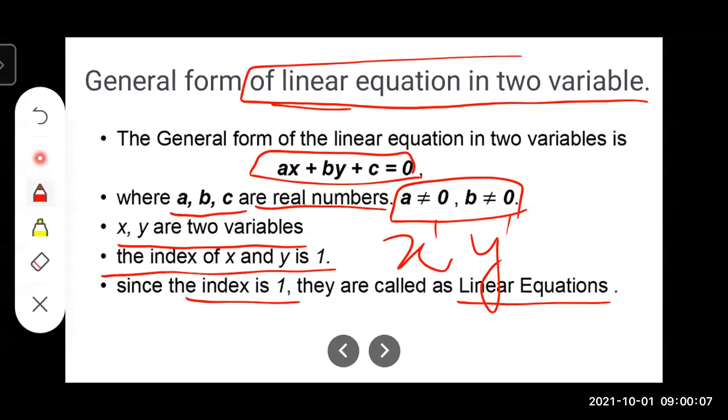Now we'll see some examples. x plus y equal to x plus 2y is equal to y.